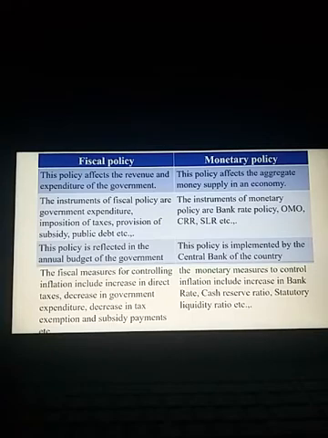Observe the right hand side. The monetary measures to control inflation include an increase in BRP, that is bank rate policy, or bank rate should be increased. CRR and SLR should also be increased. If these three measures, BRP, CRR, and SLR, are increased, we can control inflation. Again, you should not be in confusion. We have already discussed CRR, SLR, and BRP, when the RBI increases them and when it decreases them. At times of inflation, it increases. Let us move on to the next one.